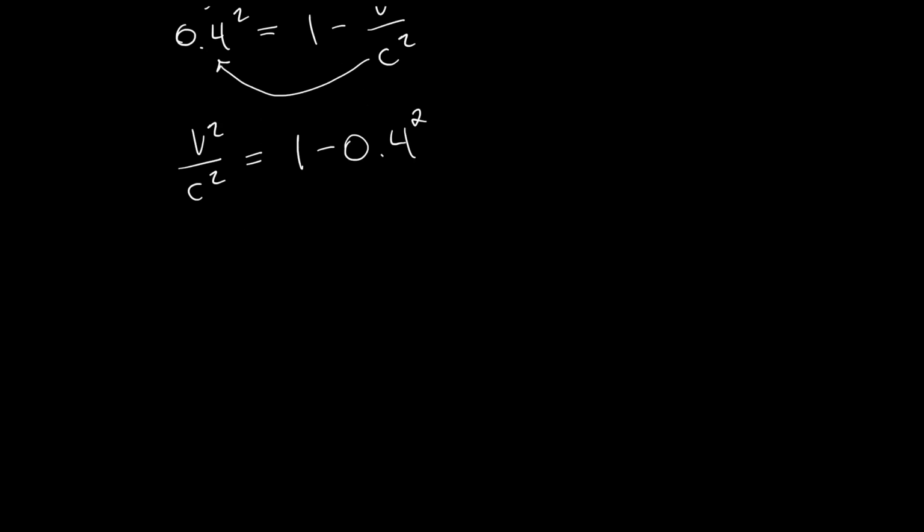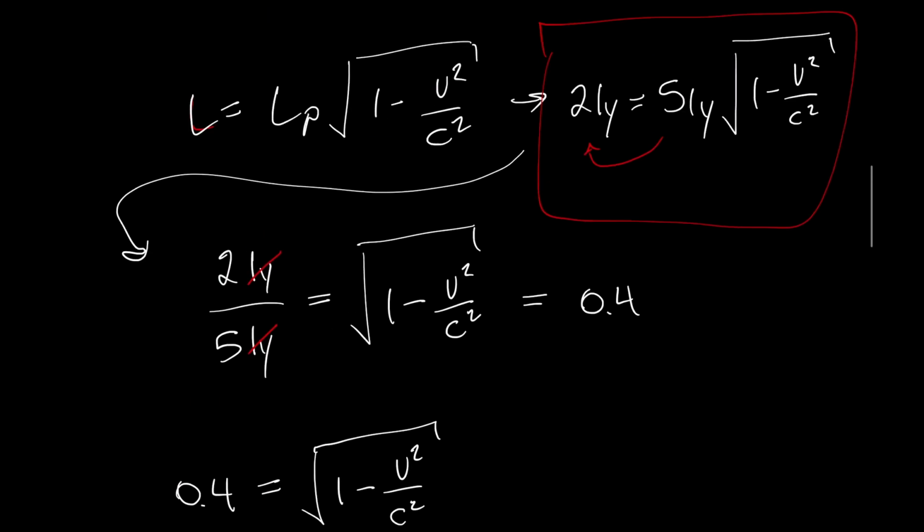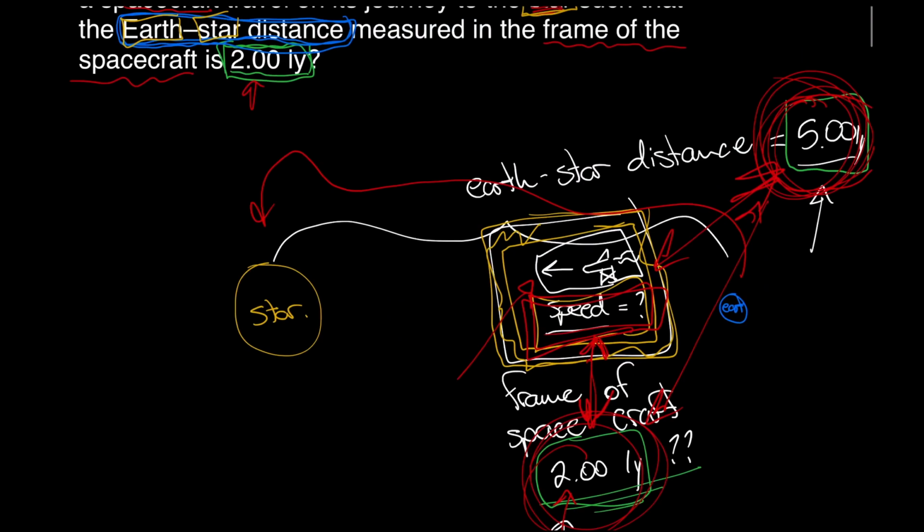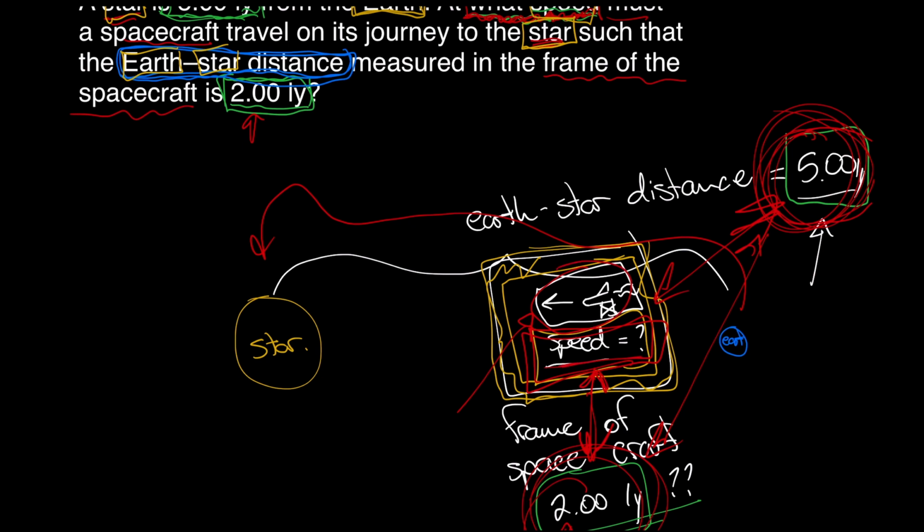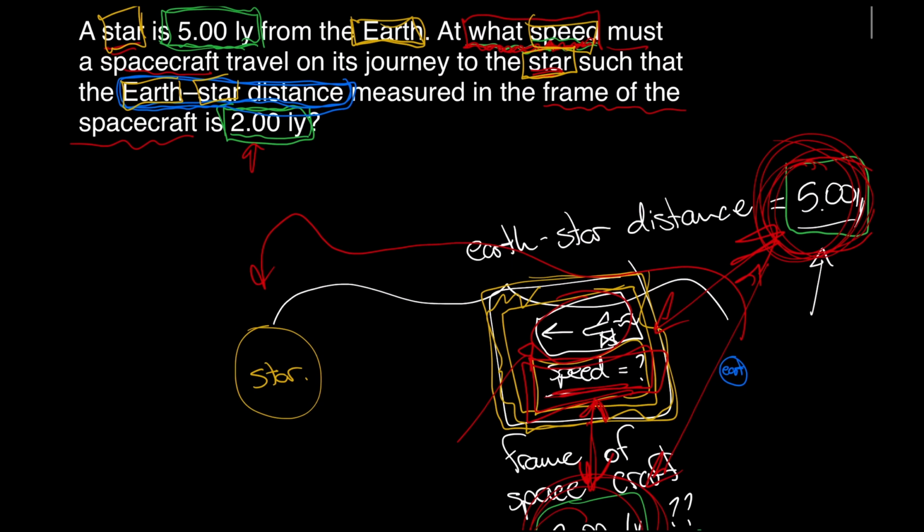Okay, so let's actually calculate that. 0.4 times 0.4 is 0.16. 1 minus 0.16 is 0.84. So V squared over C squared equals 0.84. At this stage, keep in mind that what you want to find is V, because my whole argument here is that this V is equivalent to the speed of the spaceship, which is exactly what we're looking for, right?